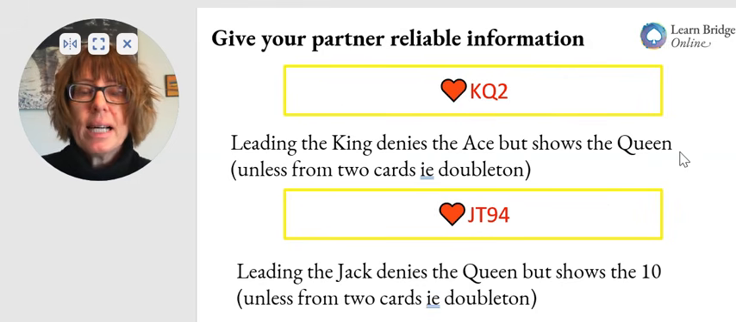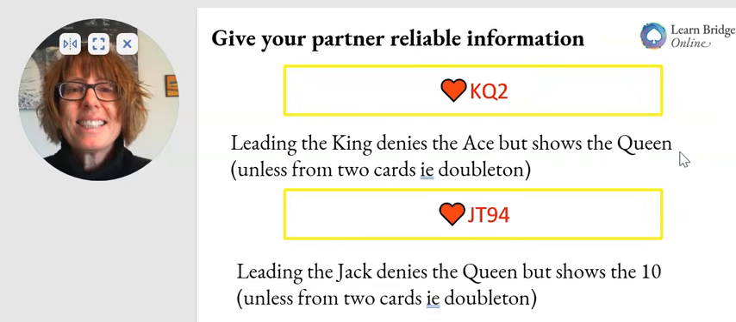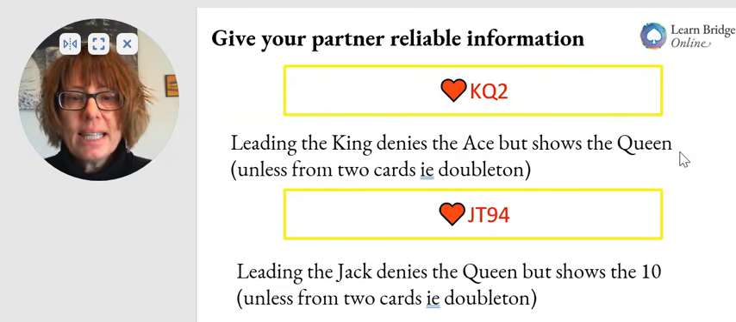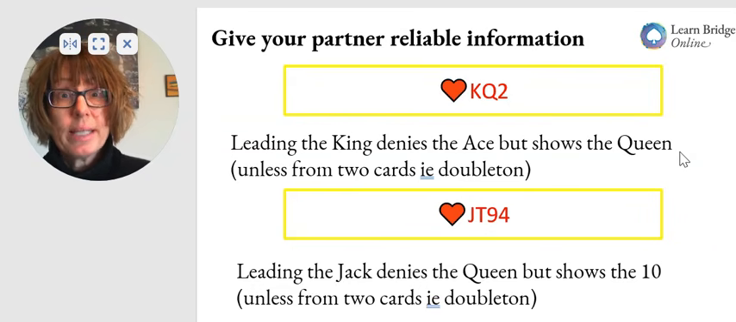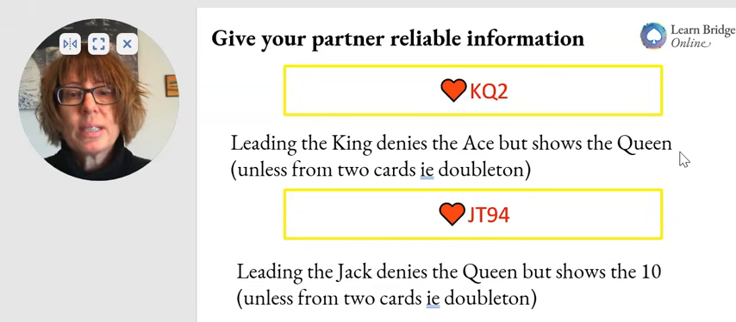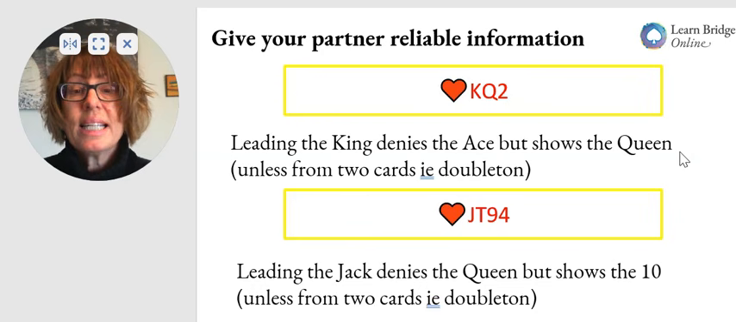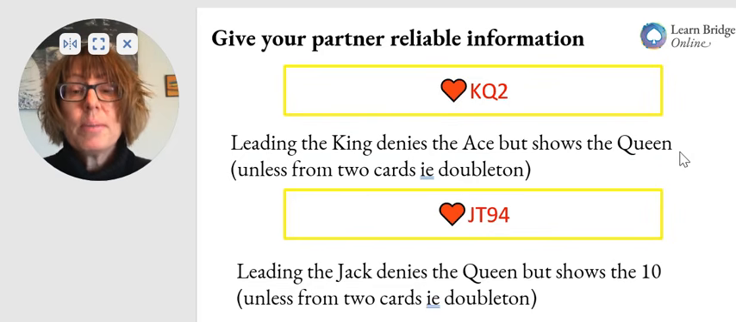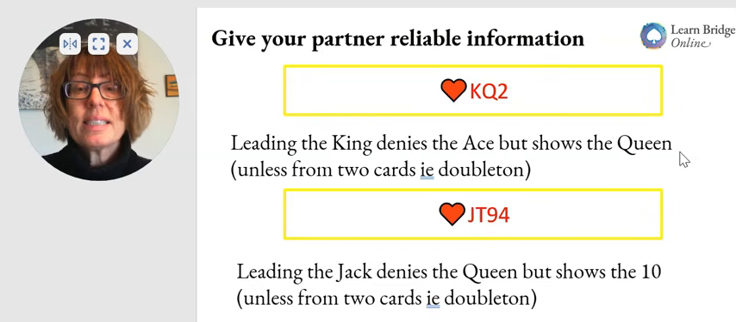So here's a couple of wee examples. I'm choosing to lead this heart suit, and I'm always and consistently going to lead the king. Leading the king denies the ace and shows the queen. Now there is an exception to this, and that's when you have a doubleton. If you've led a heart and you have a doubleton, then leading the king obviously doesn't necessarily promise the queen. But we'll talk about that in a later video when you're leading from a doubleton. But generally, when you're leading the king, it denies the ace and shows the queen.